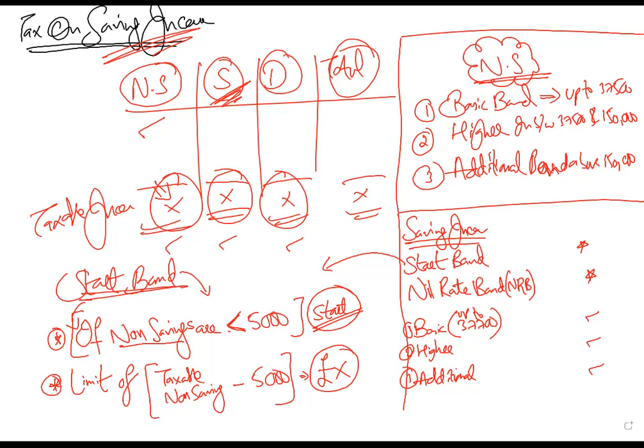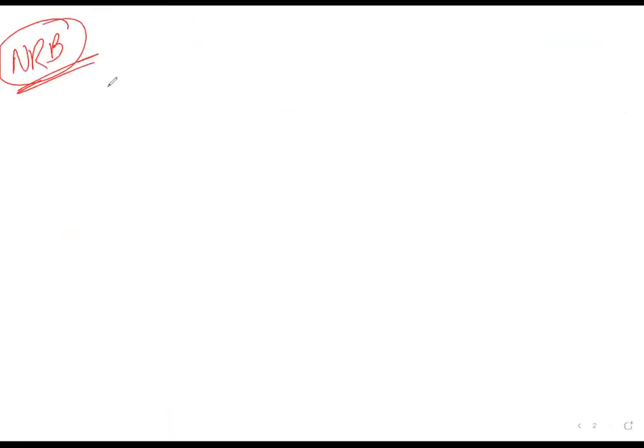Yes. Okay. So that's the one concept. The next one is nil rate band. Nil rate band will arise always if we have non-saving, or if we have savings income. There is no condition for nil rate band. Nil rate band will arise if you have saving income. But what will be the limit of nil rate band?